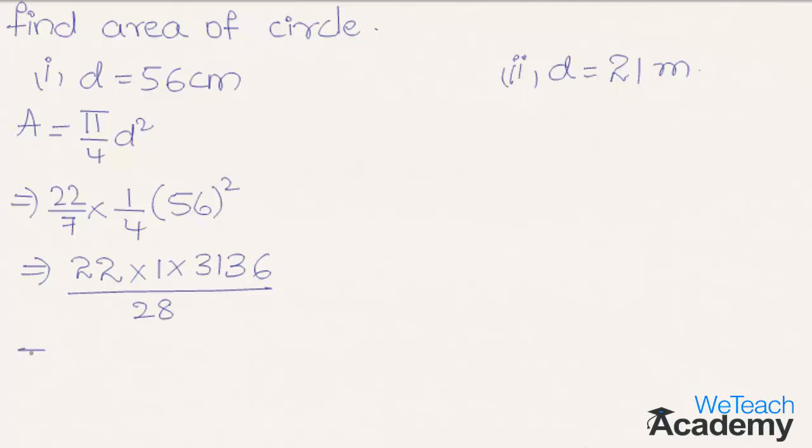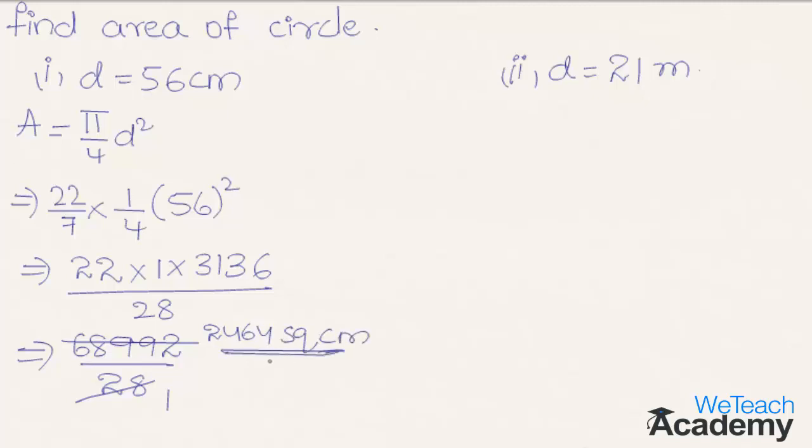So by multiplying the terms in the numerator, we get here 68,992 divided by 28. And here 28 one time is 28 and 28 2,464 times is 68,992. So here we get area as 2,464 square centimeters. So here 2464 square centimeters is the area.